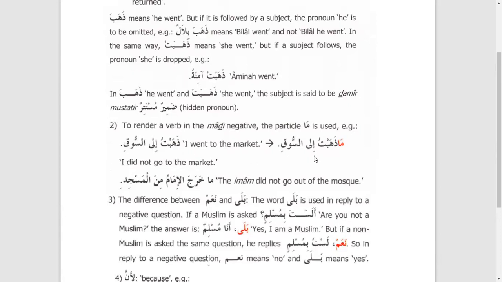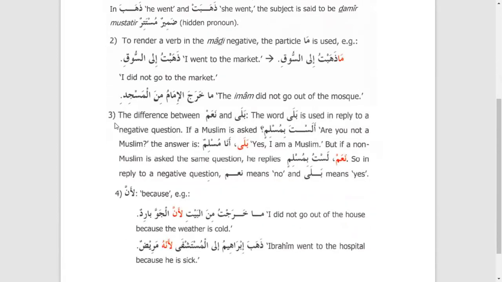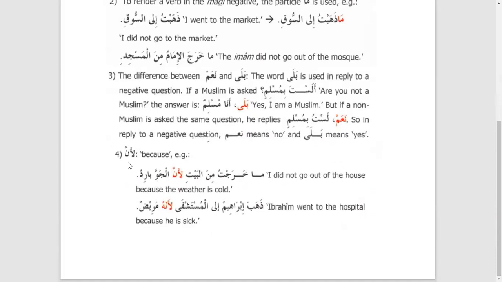And in the second point, we learned that when we want to make negative in the past form of the verb, we only use ma and it becomes negative. For example, you say dhahabtu ila suqi, I went to the market, but when you want to say I didn't go, you will only add ma: ma dhahabtu ila suqi, I didn't go to the market. And the difference between Naam and Bala, we have learned that Naam is used to answer positive questions or the regular questions, and Bala is used to answer negative questions. And then we have learned that Lianna is from the sisters of Inna. Ma kharajtu min al-bayti lianna al-jawwa baridun. I didn't go out of the house because the weather is cold.